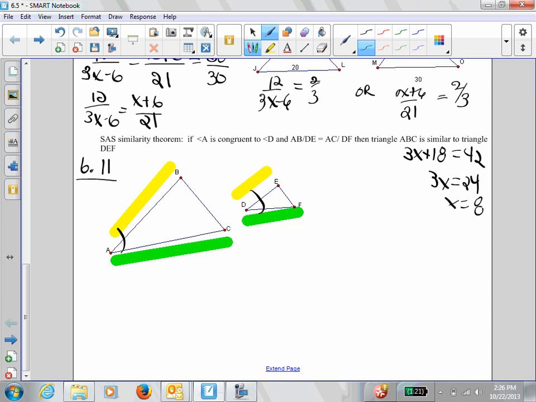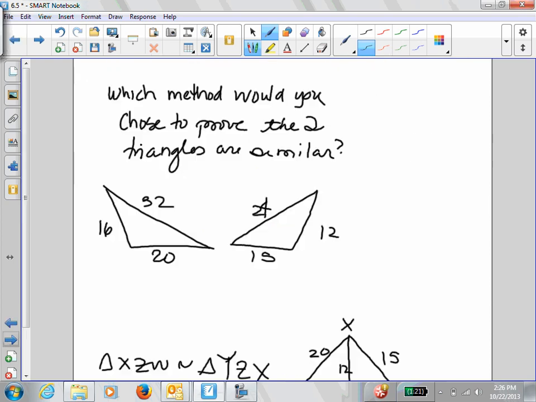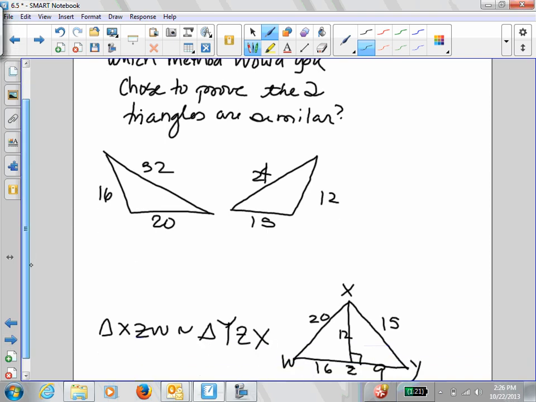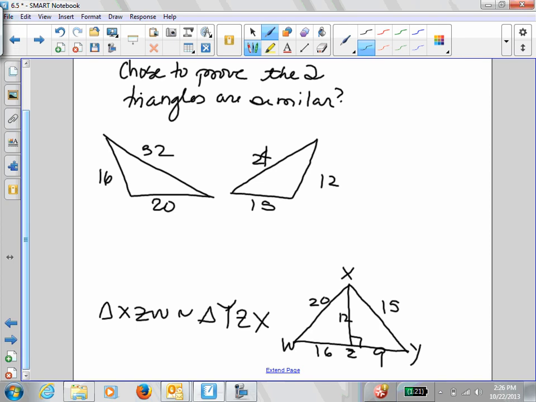Okay? All right. So let's look at the next problem here. Which method would you choose to prove the two triangles are similar? If all I'm given are three sides, then I would want to use the side, side, side, right? Couldn't use side, angle, side. I couldn't use angle, angle, angle. Well, we probably should write similarity because then we have SSS for congruence, right? So we would want to probably say similarity.